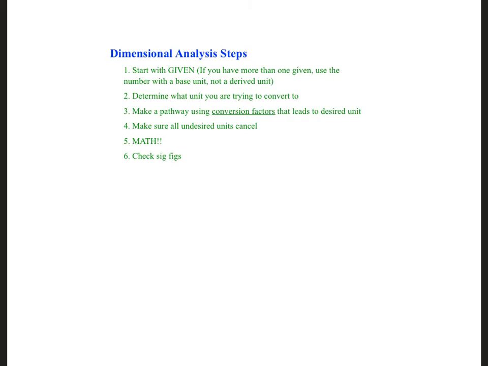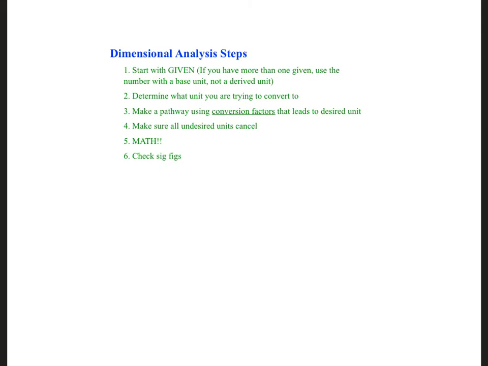So to do dimensional analysis, here's a series of steps. You're going to start with what you are given. If you are given more than one thing in the problem, you're going to use the number with a base unit, not a derived unit. We're going to talk about derived units in tomorrow night's lecture. You're going to figure out where you want to go. So essentially you're figuring out where you're starting, and you figure out where you end.